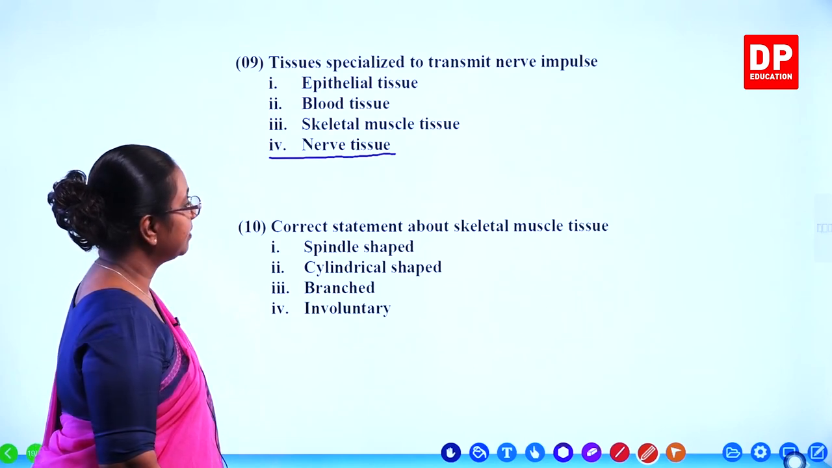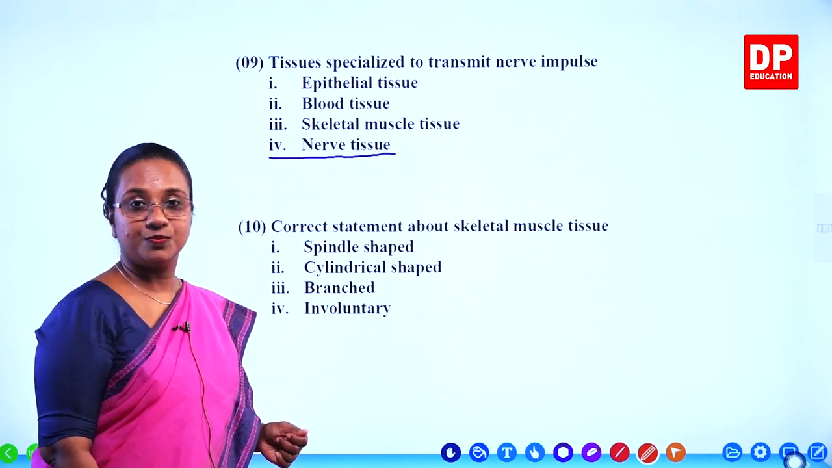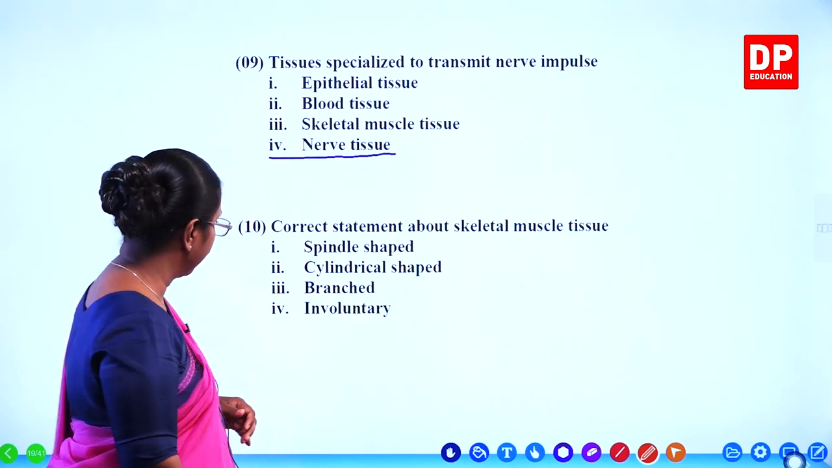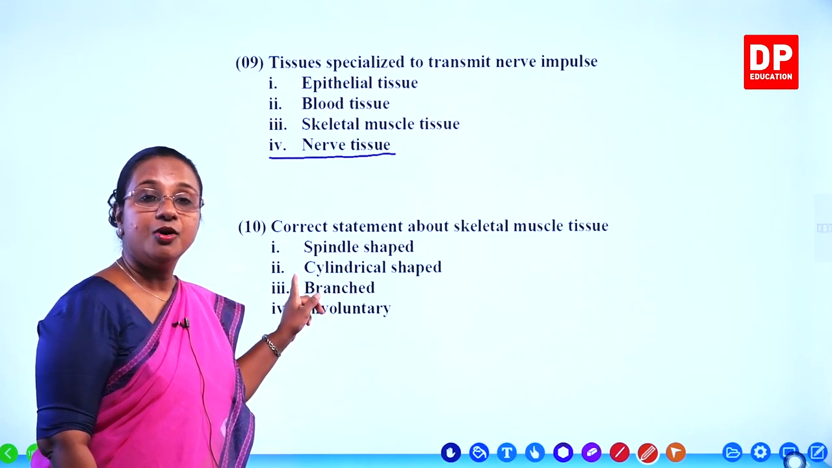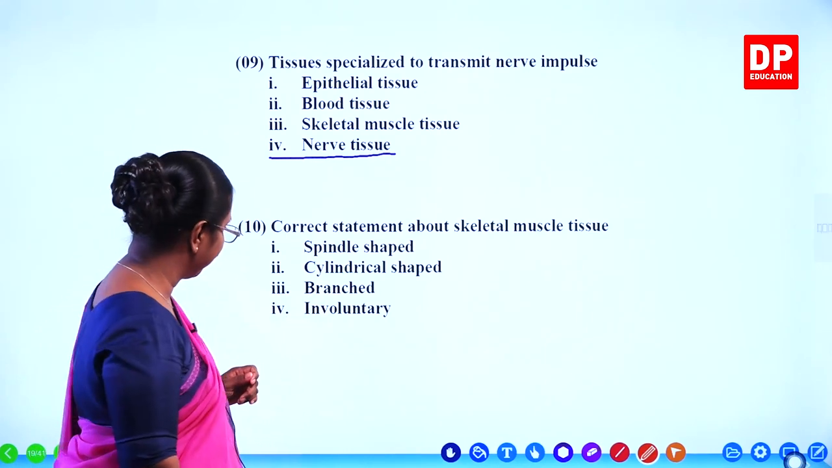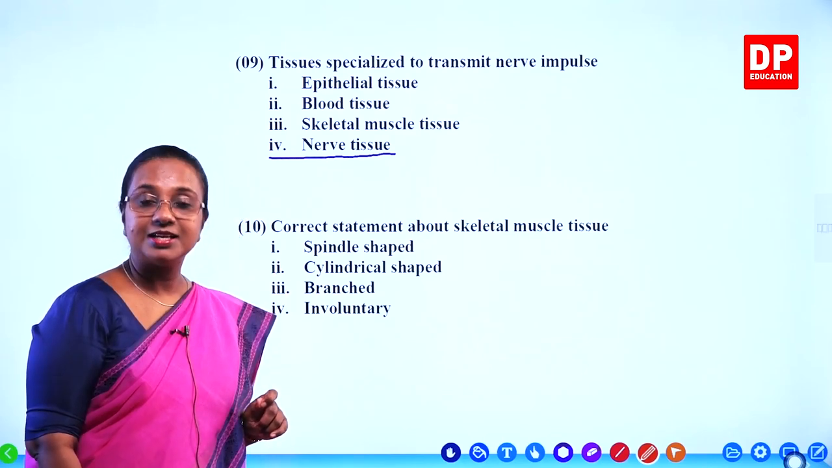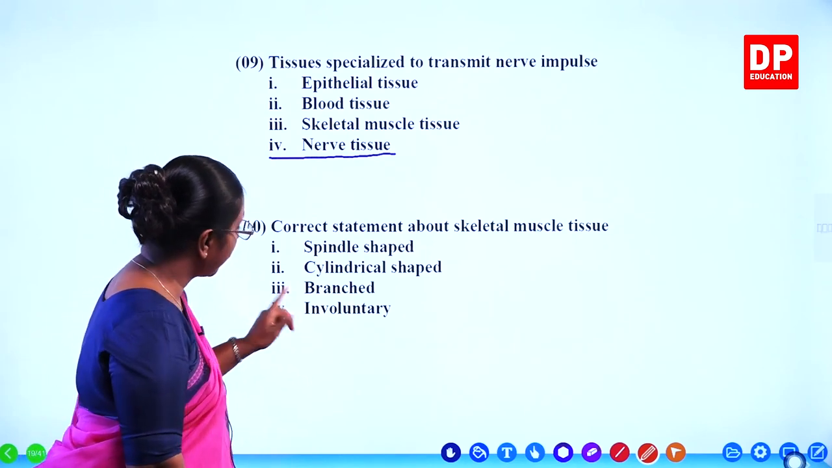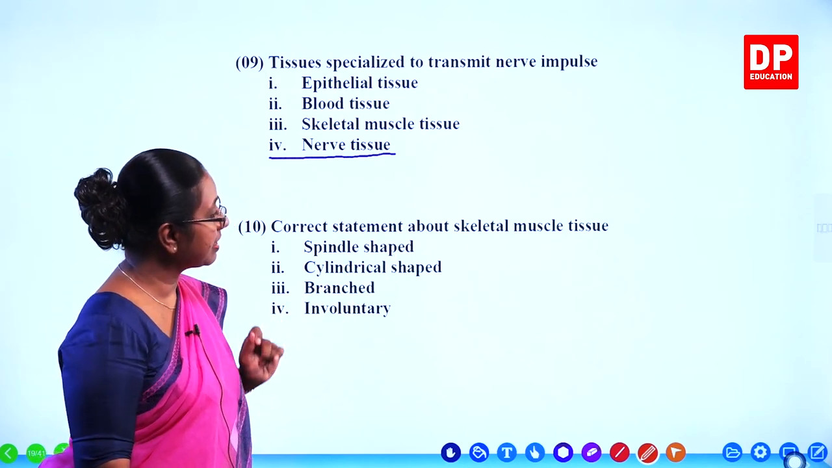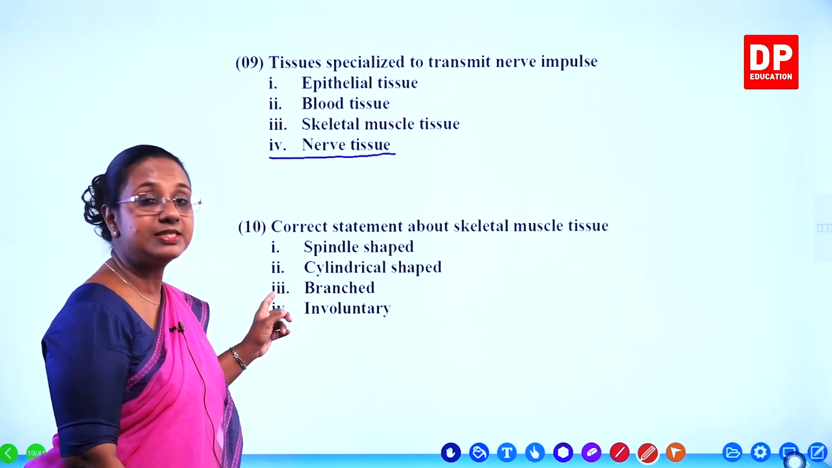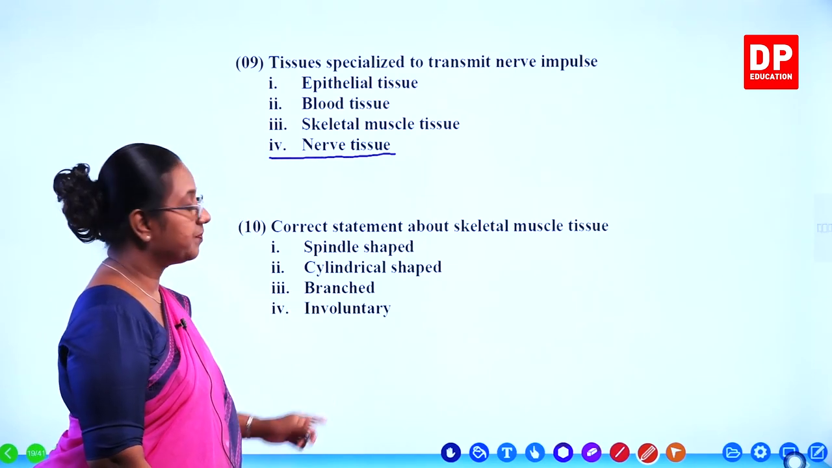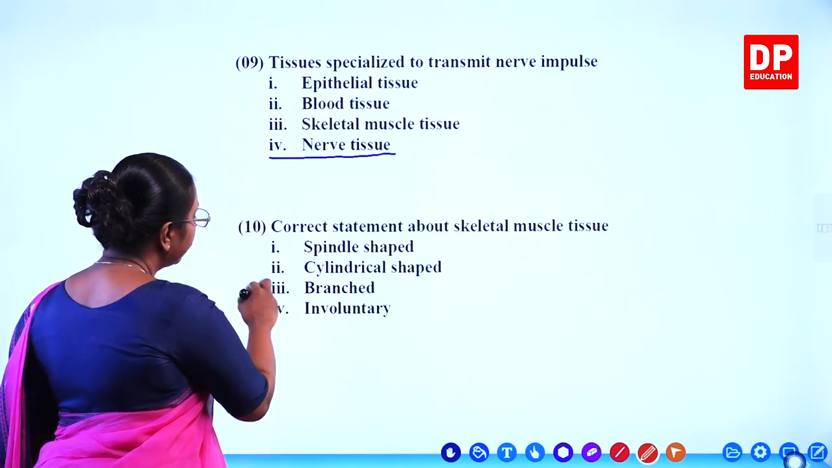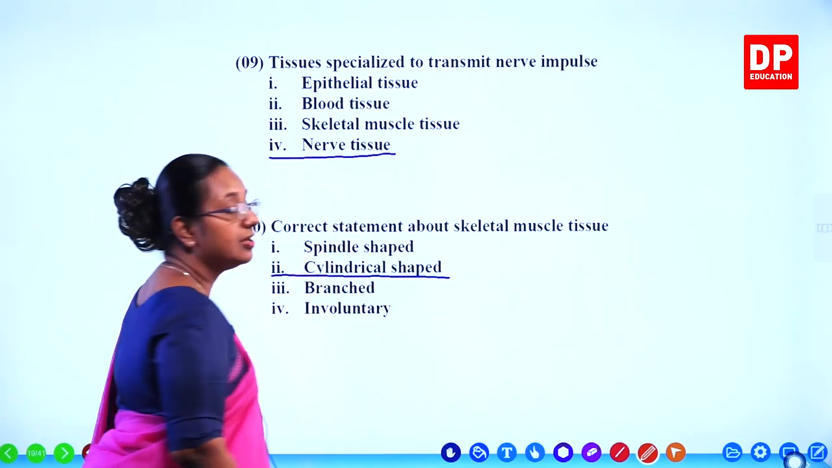Next one, correct statement about skeletal muscle tissue. You all know the three types of muscle tissues and skeletal muscle tissue is one of them. Spindle shaped. Only the smooth muscles are spindle shaped. Cylindrical shaped. That is correct. These are thin, long, cylindrical shaped fibers. Branched. Incorrect, because the skeletal muscle is unbranched. Involuntary. That is also incorrect, because all the movements are voluntary. So, the correct answer will be cylindrical shaped.